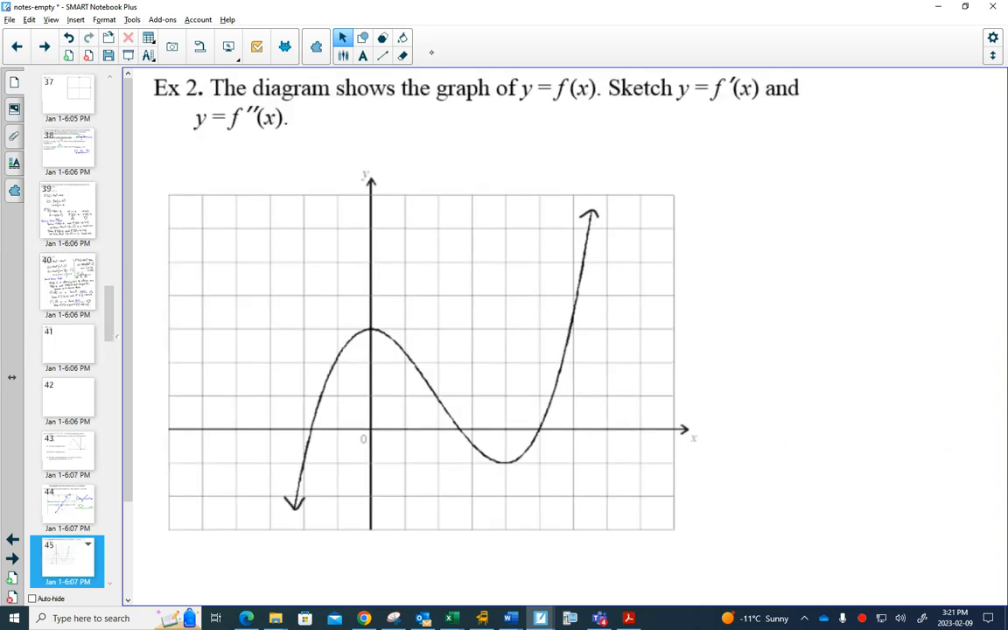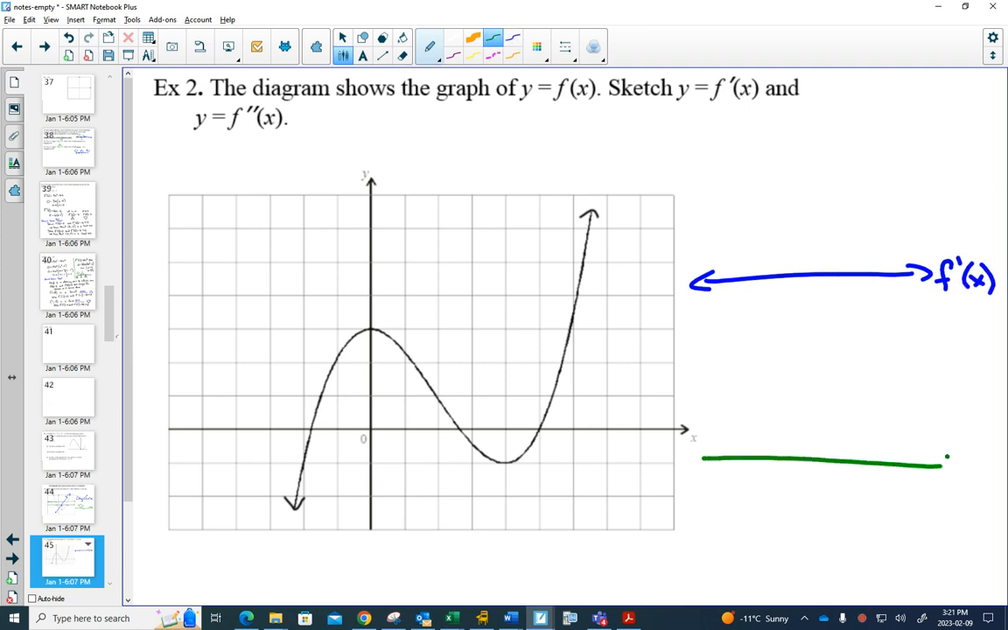Example 2, again, we're starting with the regular graph and finding our derivative graphs. So off to the side here, I'm going to draw my number line for f prime of x. And I'm going to draw my number line for f double prime of x.